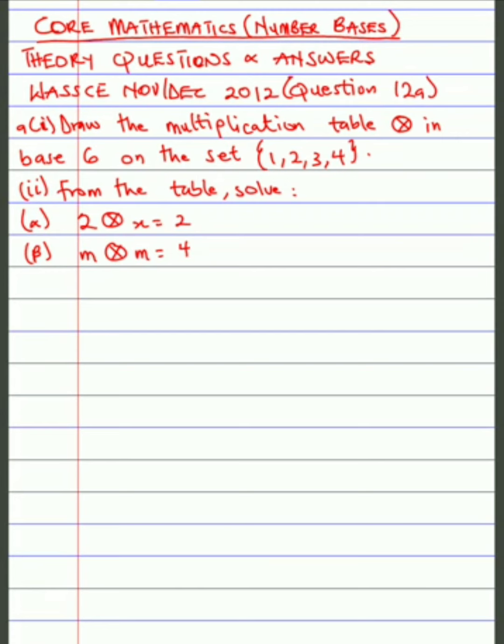Part I says that from the table, solve 2 times x is equal to 2. So this is an operation. Then we have m times m is equal to 4. So let's deal with the first one. It says draw the multiplication table, and this is the sign for the multiplication table, in base 6 on the set 1, 2, 3, 4. So how do we go about this?